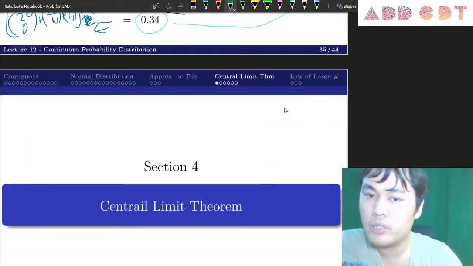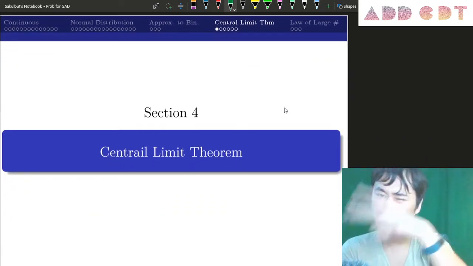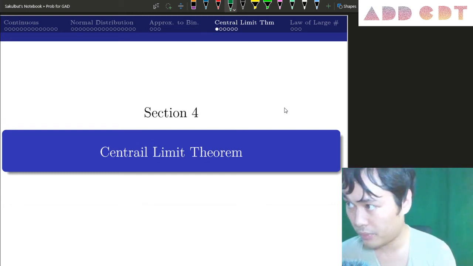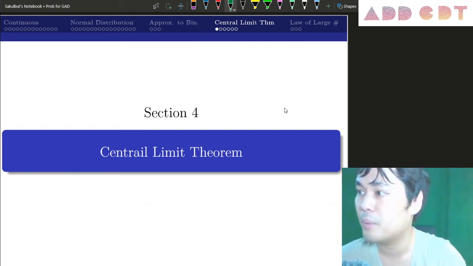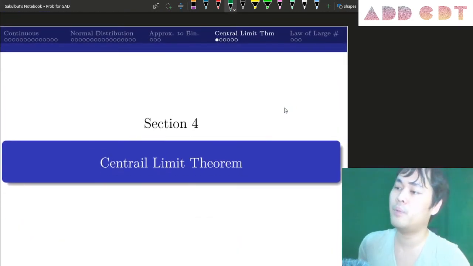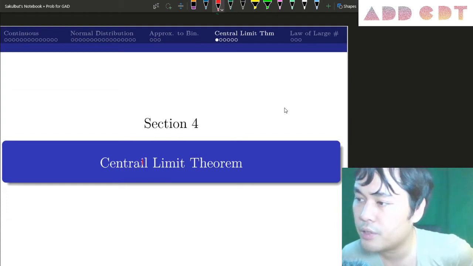So we have 2 more concepts here. For the rest of this slide we are not going to look at the exact numbers, just the concept. But of course I'm going to put numbers there just in case. So this is the important one, called the central limit theorem.